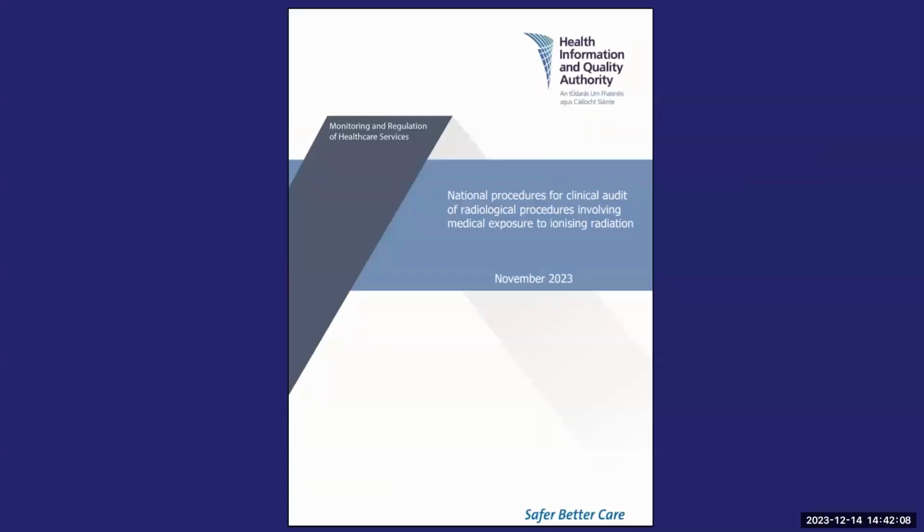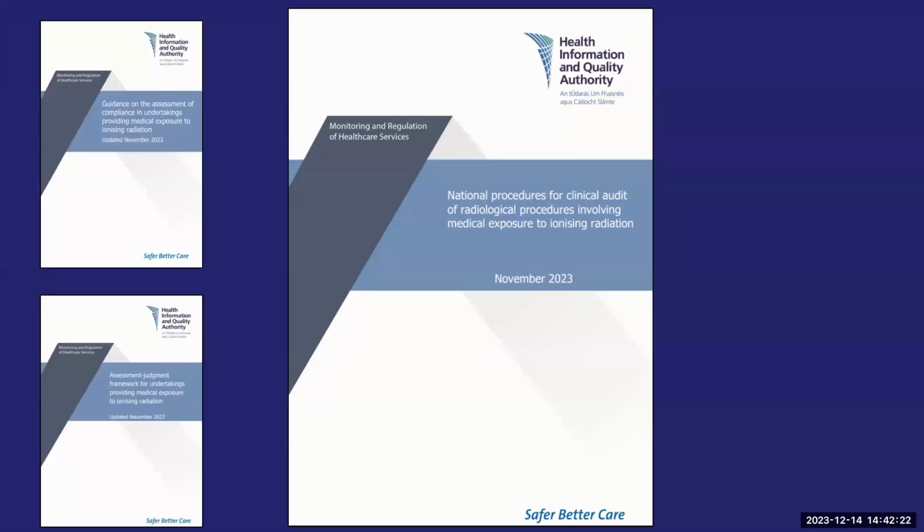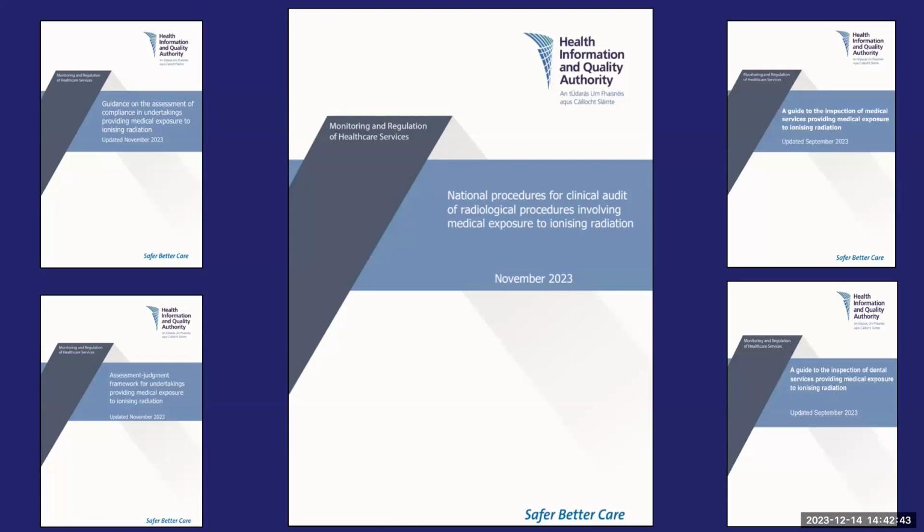So just moving on then, this is the document that we've been talking about today, the National Procedures for Clinical Audit of Radiological Procedures. This is available on our website since November, so just last month. The other documents that I spoke about already are the guidance on the assessment of compliance. That's, as I said, very useful, not only for clinical audit, but for all of the regulations that we look at. And the assessment judgment framework is described as the questions. What are the questions that we ask to look for our lines of inquiry, to look to see if an undertaking is compliant?